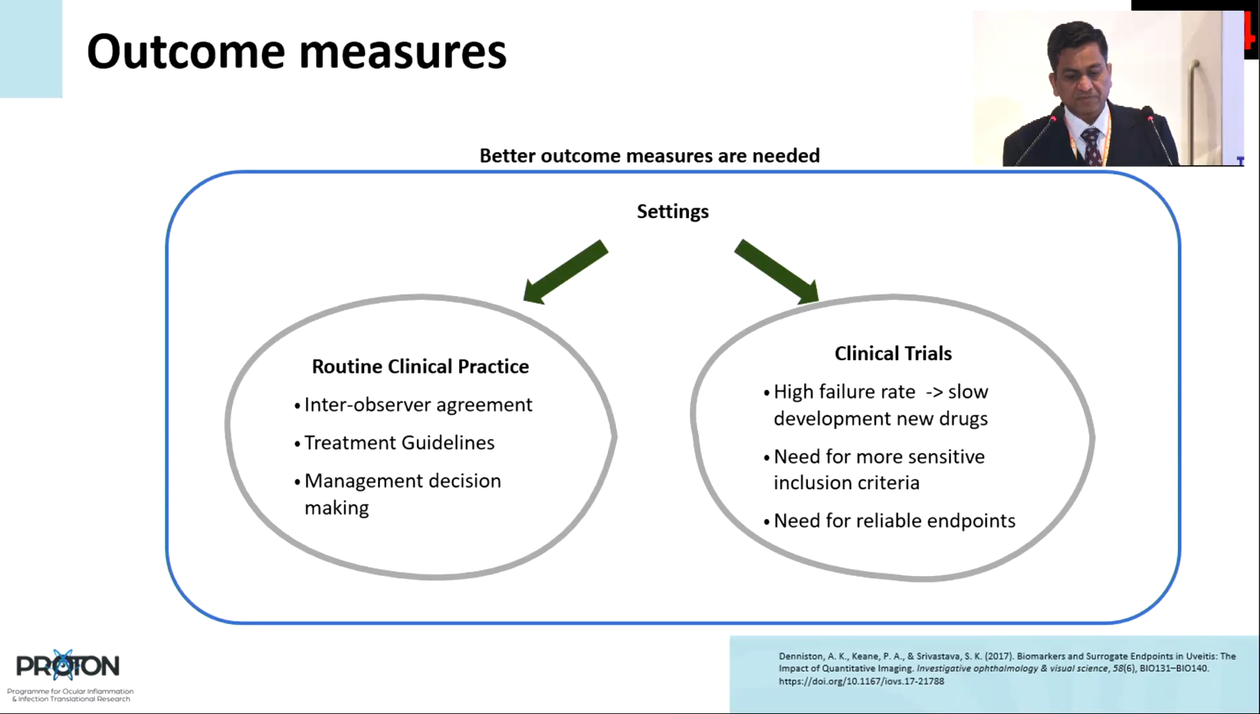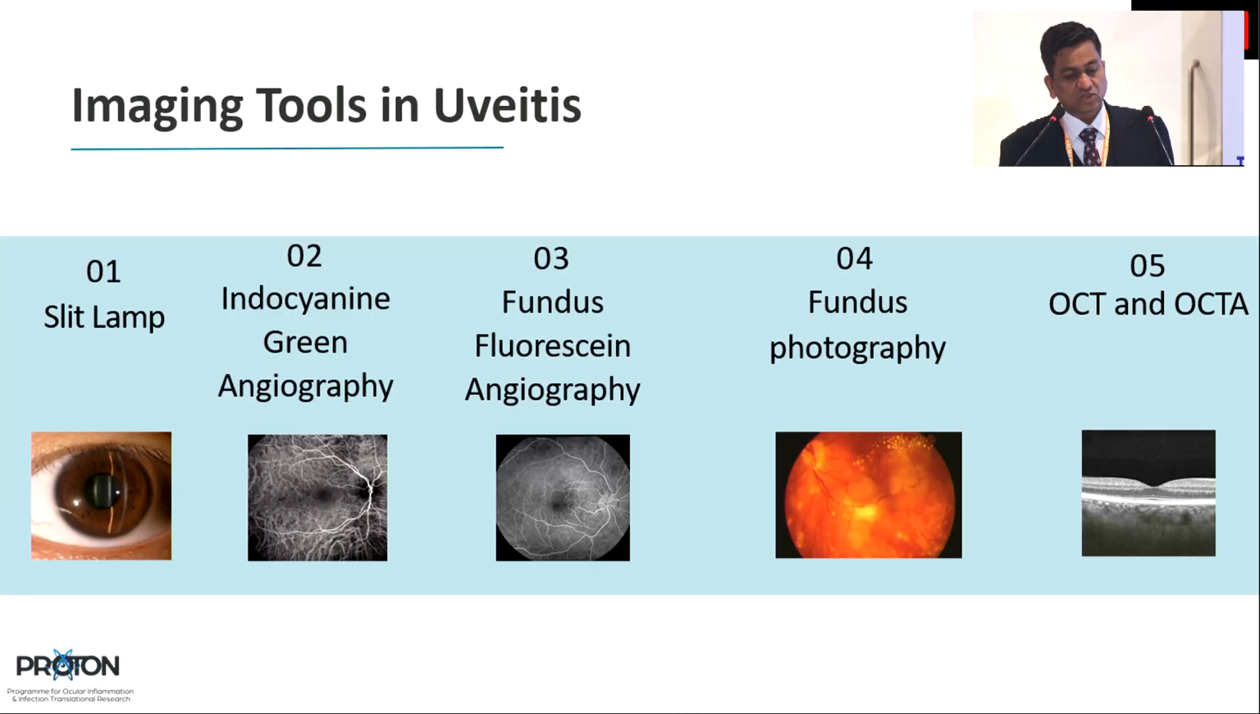So these are the outcome measures which have been used in the clinic and also in clinical trials. The result of which is inter-observer disagreement, treatment guidelines that are not very clear, difficult management decision making, a high failure rate, and a need for more sensitive inclusion criteria and reliable endpoints. So this gives us the background about the imaging. So imaging comes to our rescue.